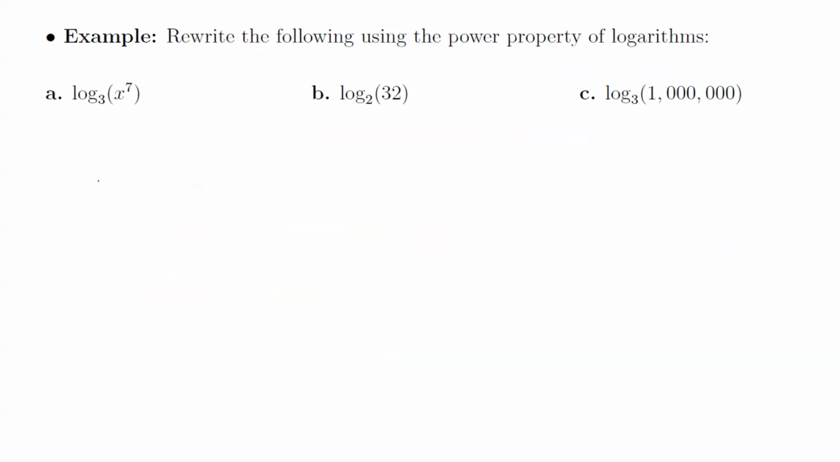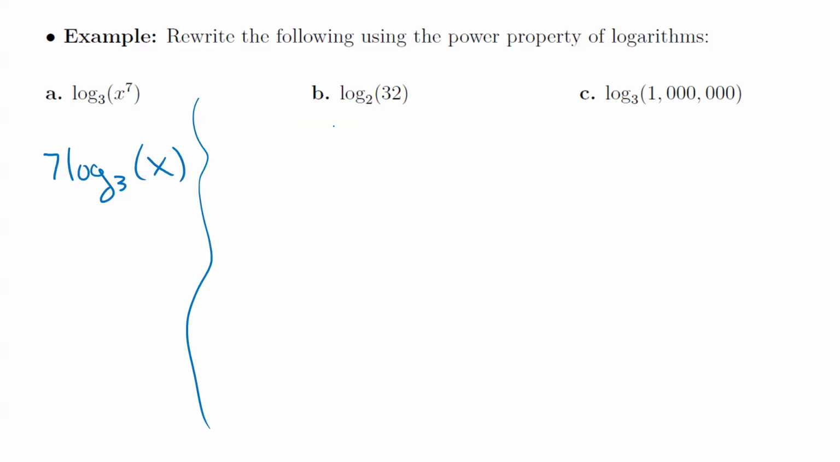So in part A, log base 3 of x to the seventh, that property we just learned gives us permission to bring 7 down. So there's no longer an exponent with the x.